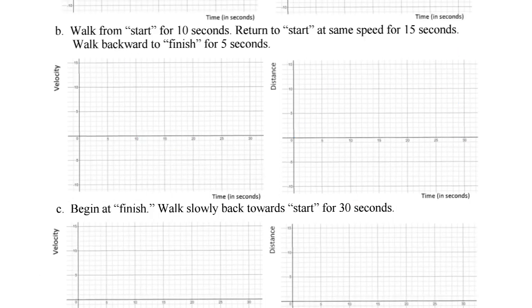The following question: walk from start for 10 seconds, return to start at the same speed for 15 seconds, and then walk backwards to finish for 5 seconds. Here, the speed did not change from one second to another. So we'll have the same speed throughout the whole problem. You're walking for the first 10 seconds. So I'll pick this as my speed.